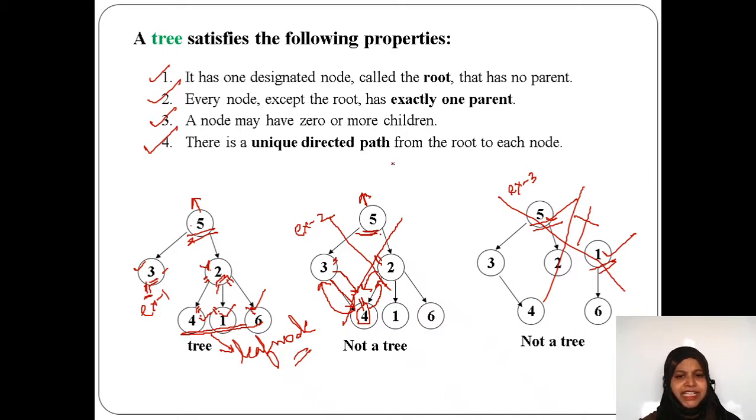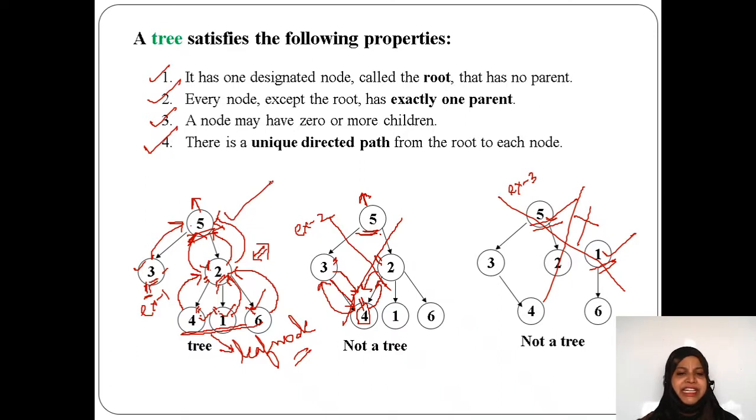There is a unique directed path from the root node to each node. Here only one path should be there, only one. From this 3, only one path is there, right? From this 4, 2 to 4, 2 to 5, right? From this 1, 1 to 2, 2 to 5, only one path is there. From this 6, 6 to 2, 2 to 5 is there. So we are having only one unique path. So this is the perfect example of a tree, right?